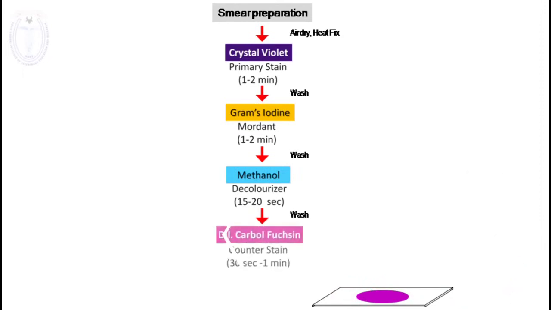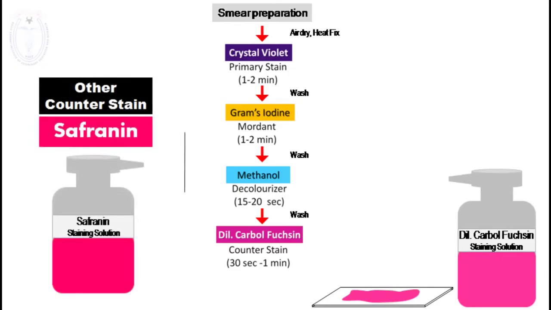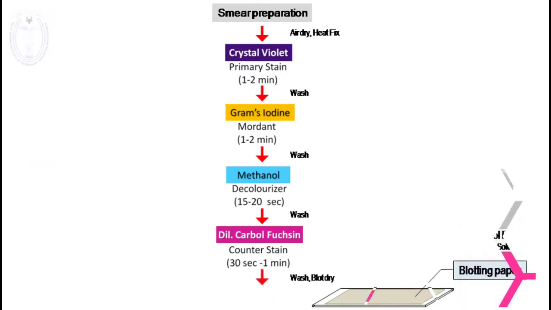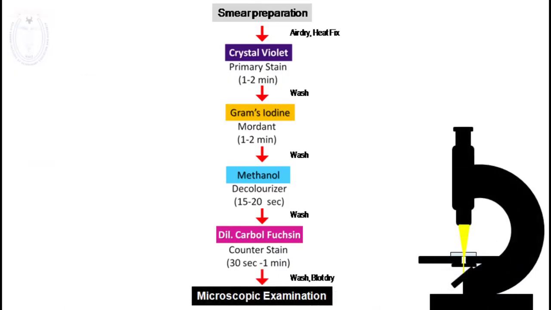Followed by washing, add the counterstain, the dilute carbofuchsin staining solution, and allow it to act for 30 seconds to 1 minute. Instead of carbofuchsin, in some gram staining protocols, the safranin is also used as counterstain. After staining, wash, blot dry, and examine under oil immersion microscopy. This is the summary of the gram staining technique.